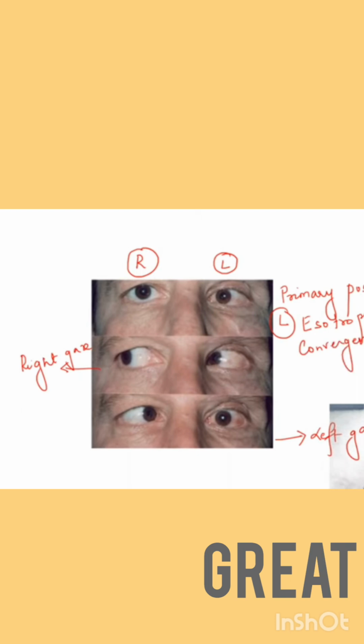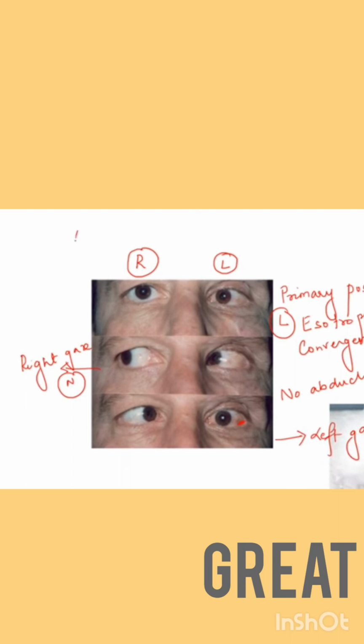Now, if you look at the right gaze, the right gaze is normal. But if you look at the left gaze, you will see that there is no abduction in the left eye. So there is loss of abduction in the left eye. Right? So in the left eye there is an esotropia and also a loss of abduction. This left eye should have moved to the corner. It should have abducted, but it is not abducted here.